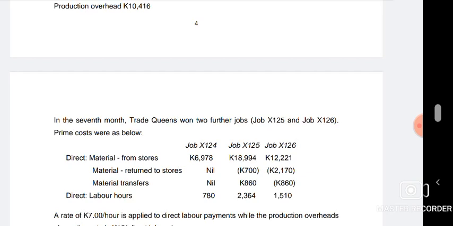Finally, you look at job X126, which equally has the same story. It's 12,221 as in stores. Then it has in brackets 2,170 as returned to stores, which has to be subtracted according to the instruction there. And then material transfers equally, they were negative. So we just respect the signs and we have to subtract. If they're in brackets in accounting, that's a negative. So we'll just subtract. And let me show you now the overall cost for each job following the instruction that I've just mentioned here.